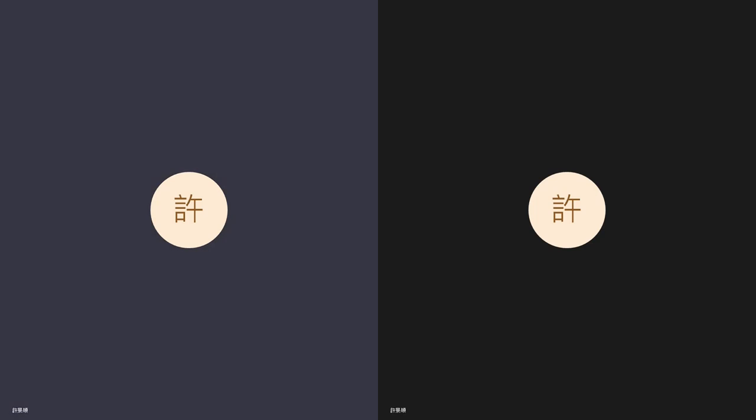Bards were usually blind, so they weren't just 吟游诗人, 他们是盲人吟游诗人. Homer apparently was one of these bards who either learned how to write or found someone who knew how to write. And that's how they recorded the Iliad and the Odyssey.